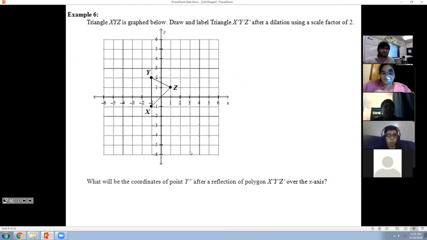All right, now triangle XYZ is graphed below. Draw and label X prime, Y prime, and Z prime after a dilation using a scale factor of 2. Okay, we will. Let's do it together. Now, who wants to tell me what I am supposed to do first? All right, what am I supposed to do, guys, first?